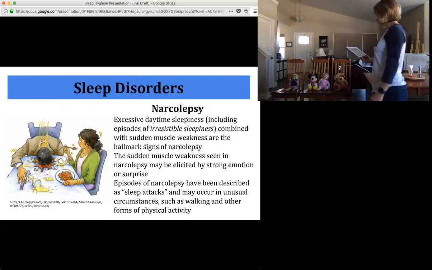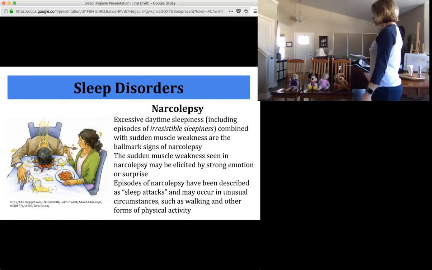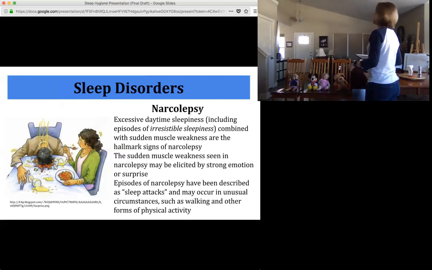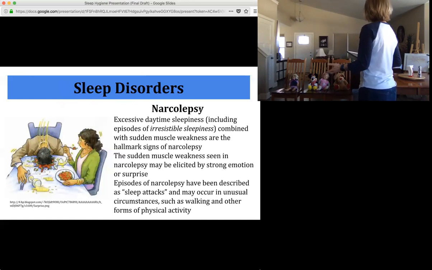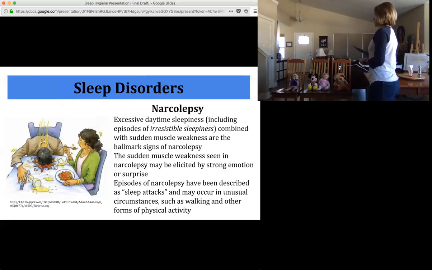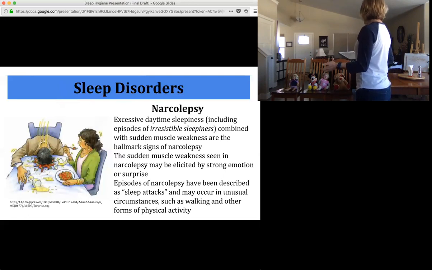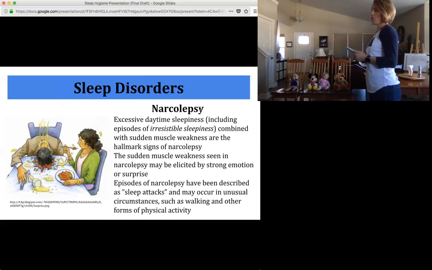So I actually have an uncle who has narcolepsy, and he had it happen to him when he was driving, which can be very dangerous, obviously. And he has it under control now, I believe, with medication, but it was something that really affected his life for some time, of not being able to drive or maintain conversations because he was just falling asleep all the time. So definitely something you want to have looked at by a doctor.